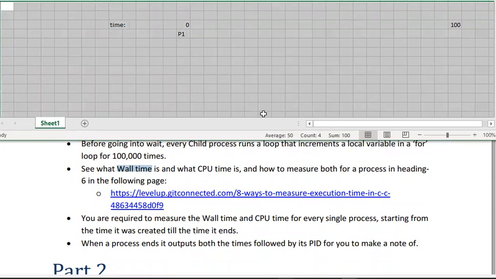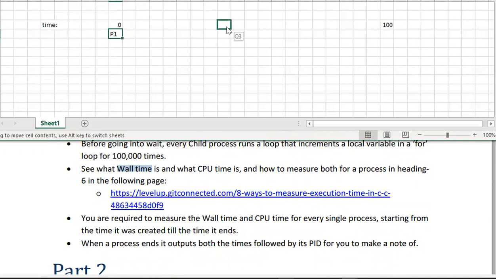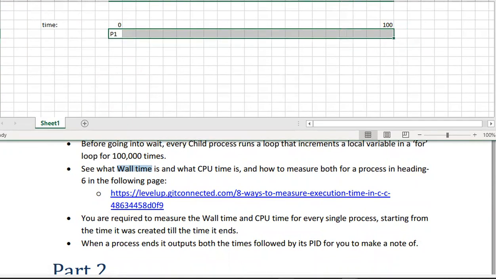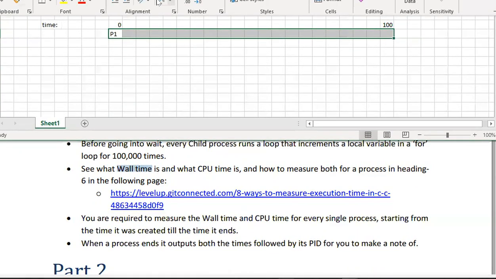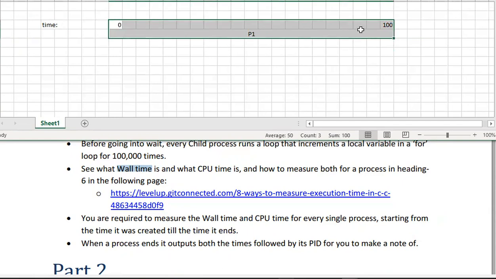This is the time for P1. P1 starts over here, and P1 ends at 100, right? So this is the first thing. This time for P1 will be called the wall time for P1.